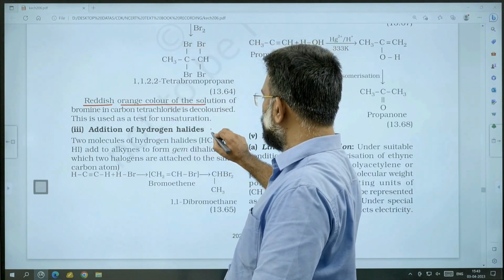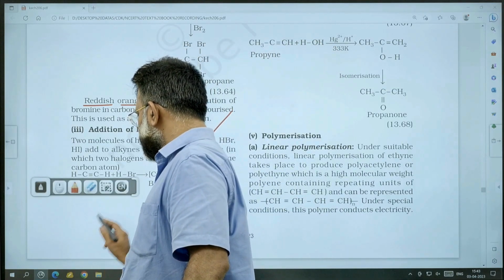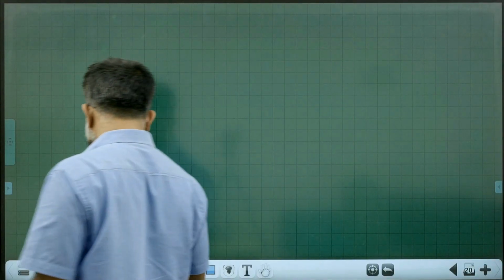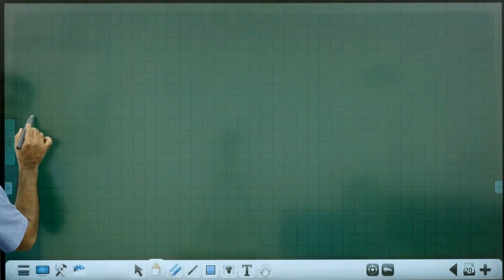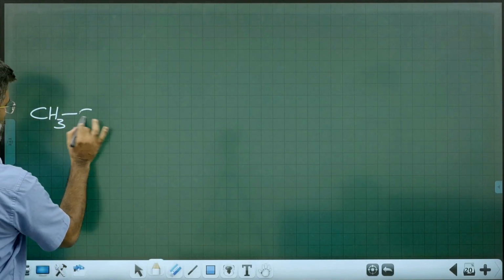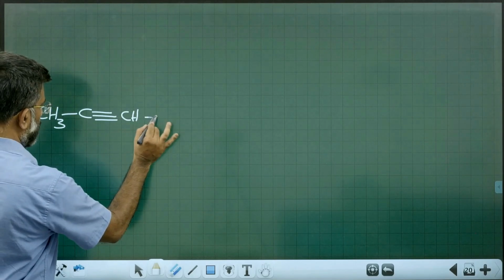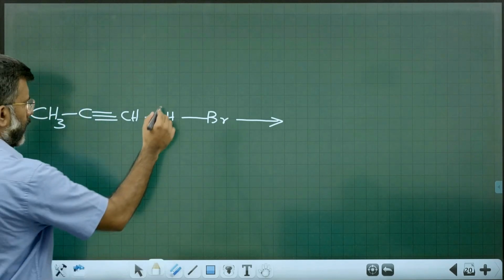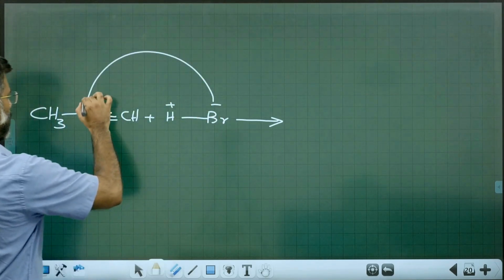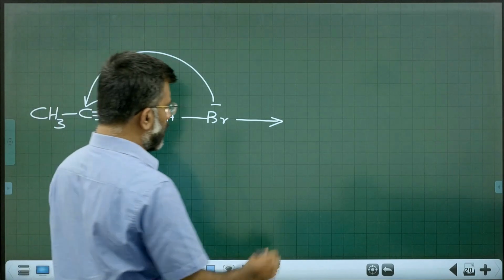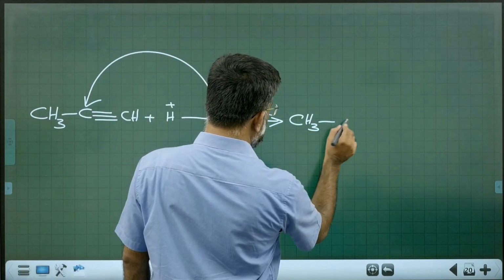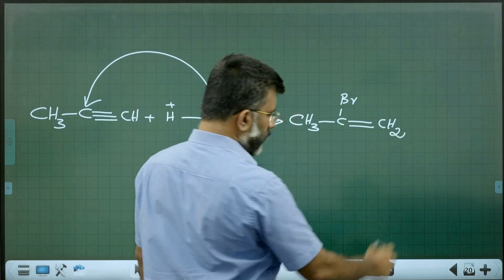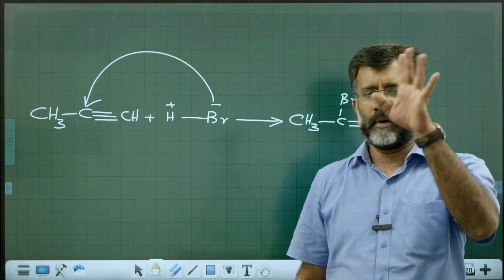Next is addition of hydrogen halide. Addition of hydrogen halide is similar to alkenes, but occurs 2 times. Suppose we take propyne, CH3, C triple bond CH, added with HBr. According to Markovnikov rule, H plus Br minus, Br minus will be connected to the middle carbon, and you get CH3, CBr, triple bond turned double bond. You get this according to Markovnikov's rule.